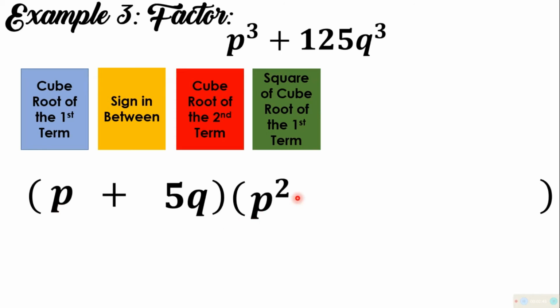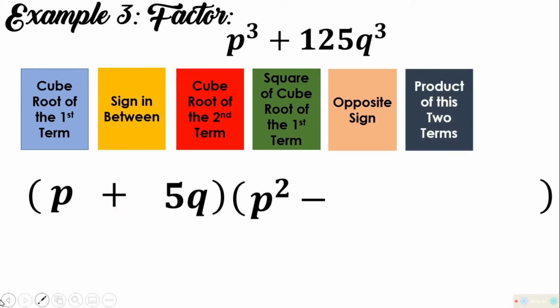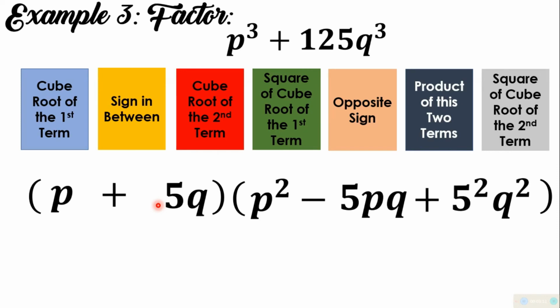And then, get the square of the first cube root. So, that's p squared. And then, the opposite sign of positive, that becomes negative. Then, get the product of these two. p times 5q, the answer is 5pq. Then, get the square of the last term. So, that's always positive. So, 5 squared, q squared.